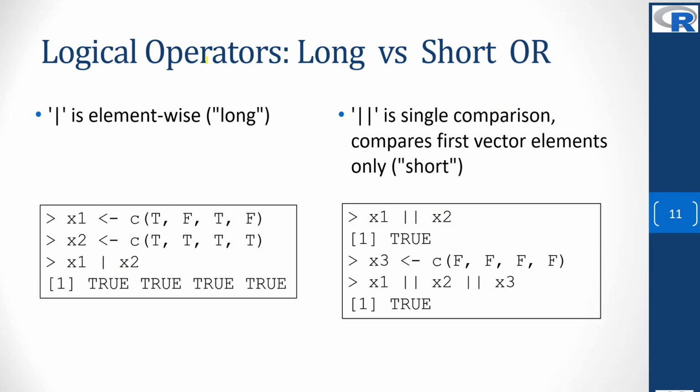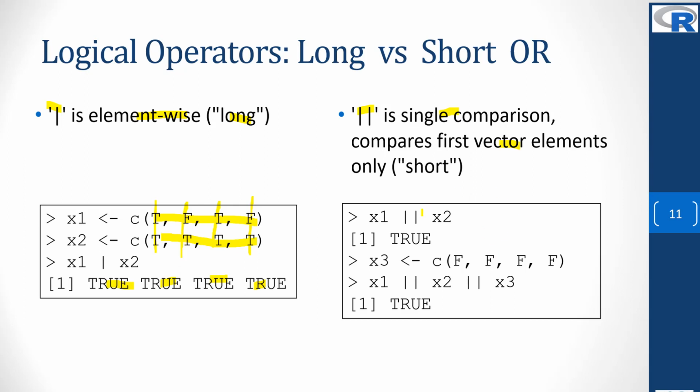Then we have the long and short OR operation. The single pipe is the element-wise, or the long logical OR, and the double pipe is the single comparison. It compares only the first element. Doing the same exercise like we did on the last slide, we've got our true, false vector for x1, all true for x2, and so if we do the column-wise logical OR, we're going to get 4 logical results from those comparisons, and they're all true because, again, this is the OR where only one of those needs to be true for the whole expression to be true.